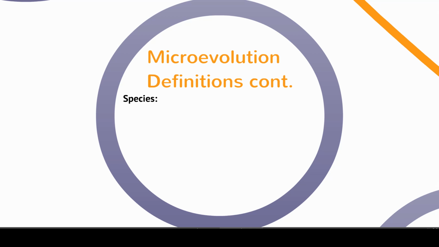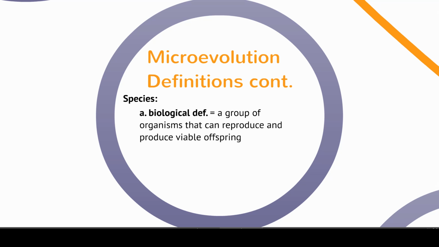Our next definition is species, and this is a word we throw around a lot, but it's actually pretty complicated to define, and there are 5 or 6 different species definitions floating around out there. We're just going to cover 2. The first one is the biological species definition, and this defines a species as a group of organisms that can reproduce and produce viable offspring. There are 2 key parts to this. The individuals need to be able to reproduce, and their offspring need to be able to reproduce as well.